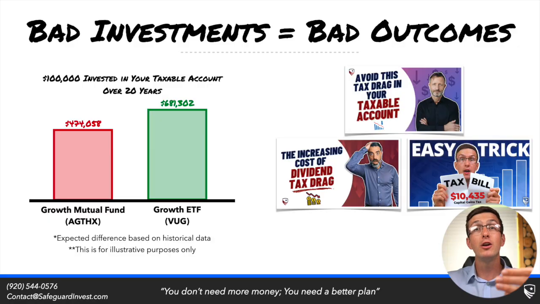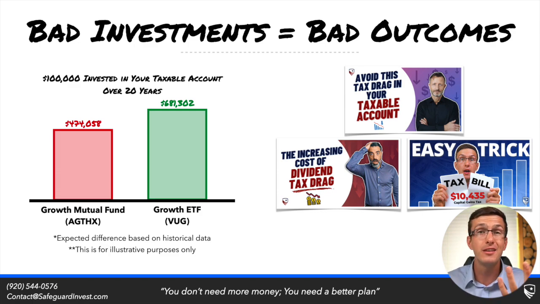Well, if we take both of these given investments and we use their historical differences and we run a quick illustration for what we should expect from both of these funds, we will see that if we invest $100,000 into each of these funds over a 20-year time period, we would expect the growth mutual fund to grow to about $474,000. Now, this is far and away from what you would expect from the growth ETF, which would grow to $681,000.